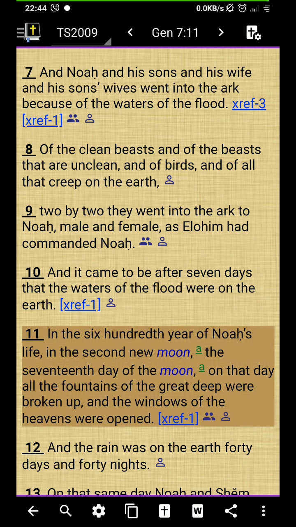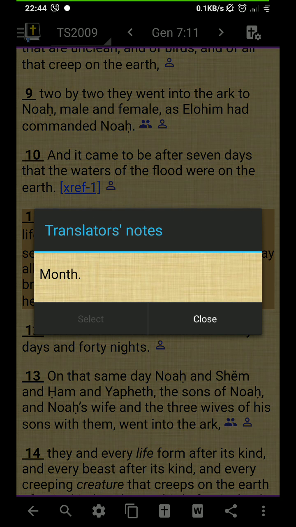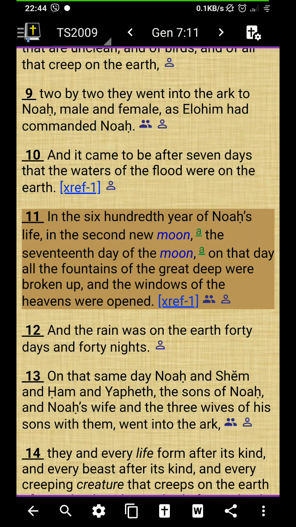Oh, so it's here in verse 11. It says, in the second, you see again, new moon, but the word actually is month. In the second month, the 17th day of the month, the great deep were broken up and the fountains, and the windows of heaven were opened. So the rain started at month 2, day 17th.